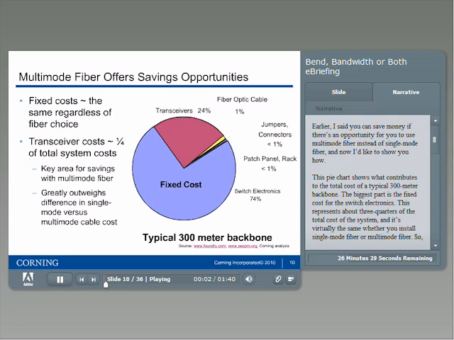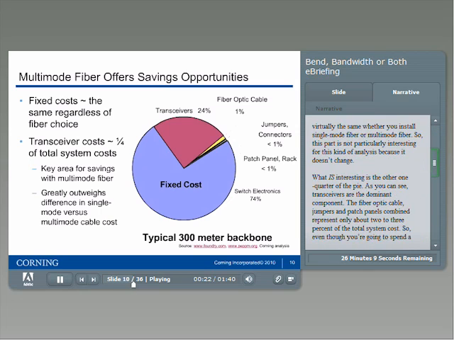Earlier, I said you can save money if there's an opportunity for you to use multimode fiber instead of single-mode fiber, and now I'd like to show you how. This pie chart shows what contributes to the total cost of a typical 300-meter backbone. The biggest part is the fixed cost for the switch electronics. This represents about 3/4 of the total cost of the system, and it's virtually the same whether you install single-mode fiber or multimode fiber. So this part is not particularly interesting for this kind of analysis because it doesn't change.